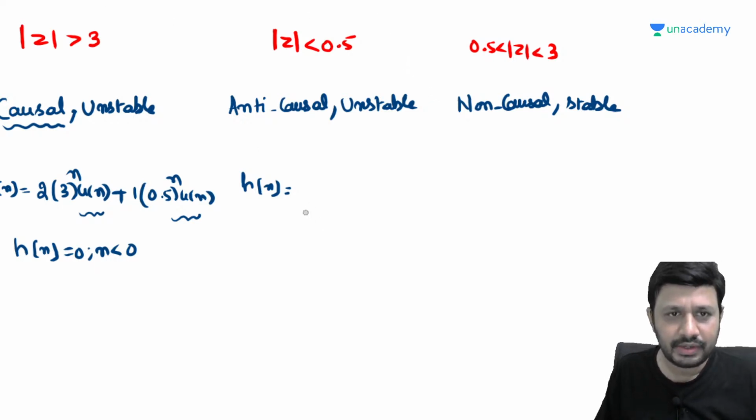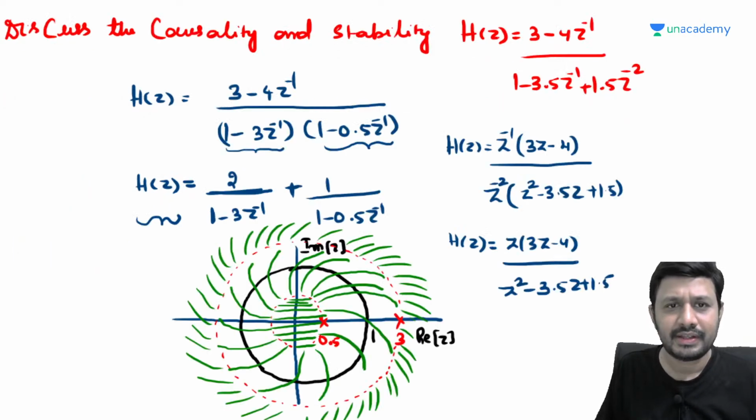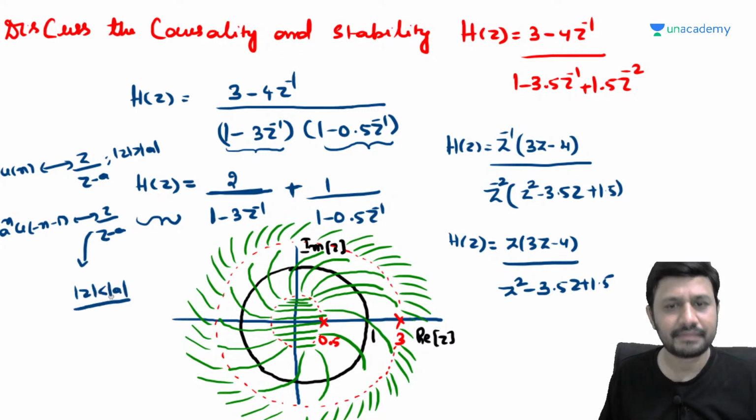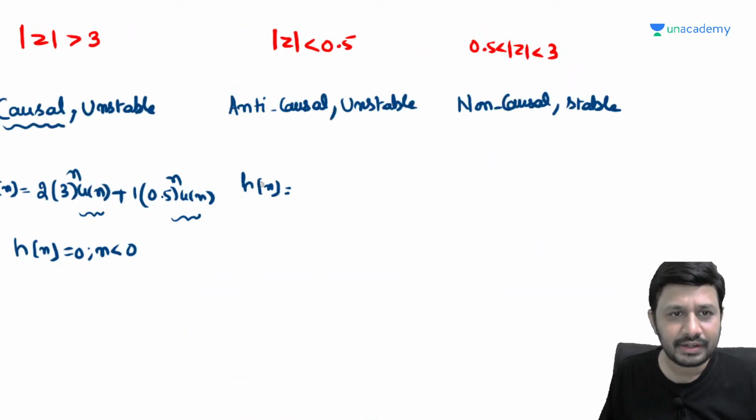Right. Now, h of n for mod z less than 0.5. Mod z less than 0.5 means both the poles are inside it. Inside it means what is the inside equivalent? Already we have seen in the initial classes that a power n u of n, Z transform is z by z minus a, and minus a power n u of minus n minus 1, Z transform is also z by z minus a, but ROC for the first one is mod z greater than mod a, ROC for this one is mod z less than mod a. Right. Now, write the inverse for this one.